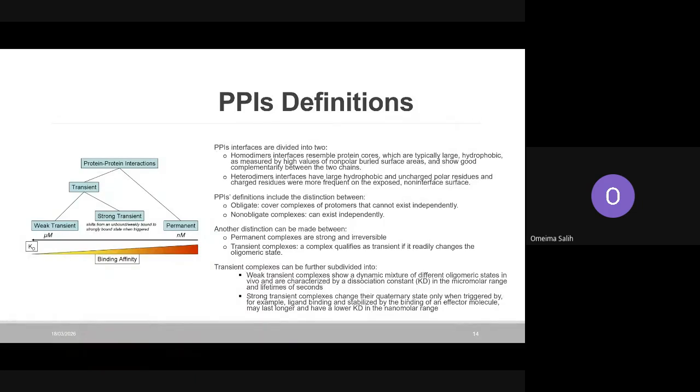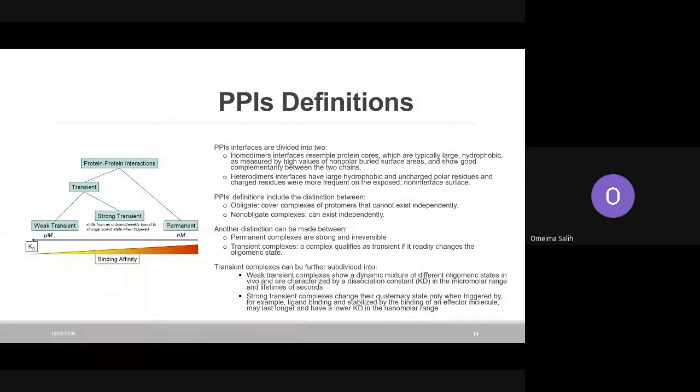Obligate and non-obligate. So we define the interaction as obligate. That means the complexes of protomers. So when you say protomers, that means protein complexes. It's the same meaning, that cannot exist independently. That means they have to be combined with each other to function as a complex. But if in these complexes each polypeptide can exist independently, then we call this non-obligate complexes.